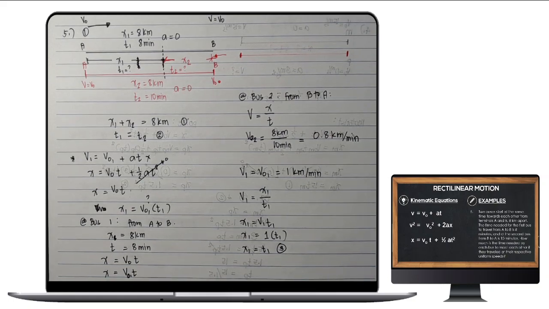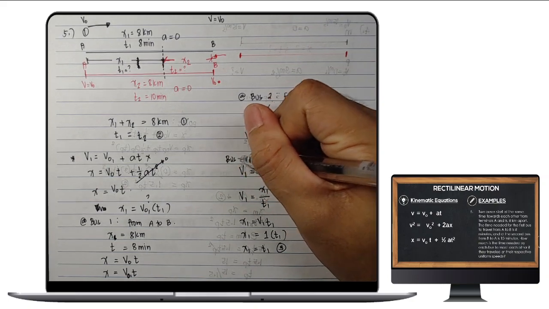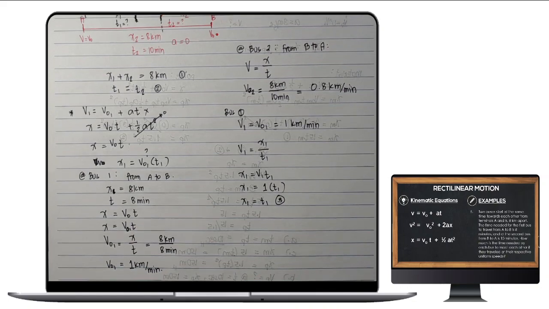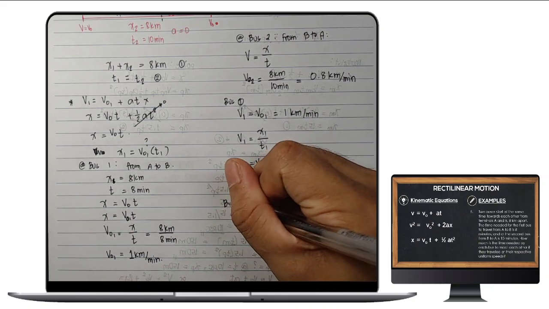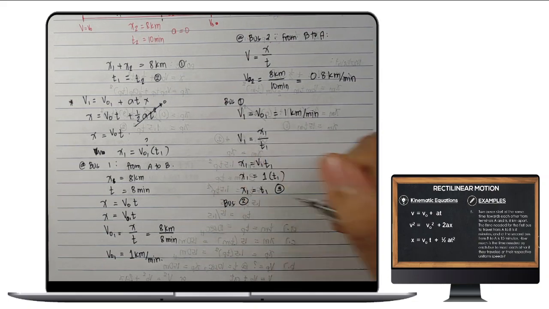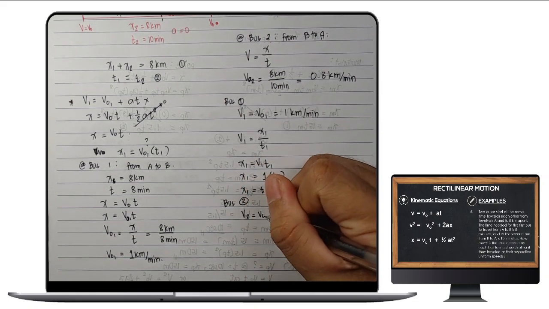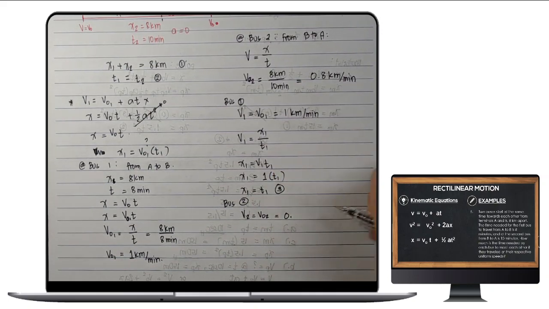Okay? Then we considered here bus 1. And let's consider bus number 2. So v sub 2 is equal to the initial velocity of bus 2 because they are running at a constant speed. So that is 0.8 kilometer per minute.